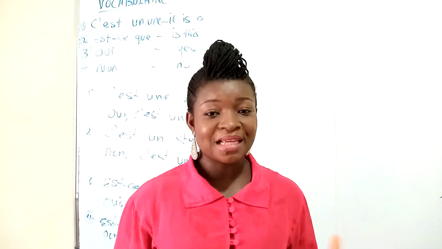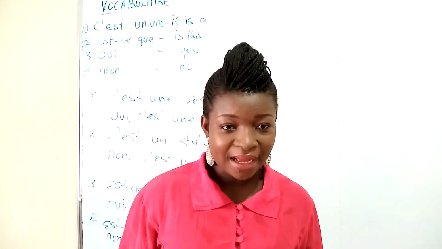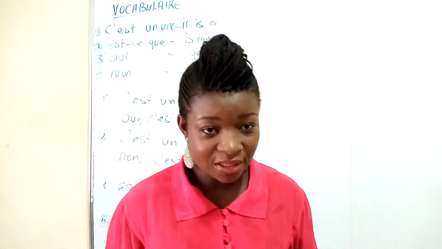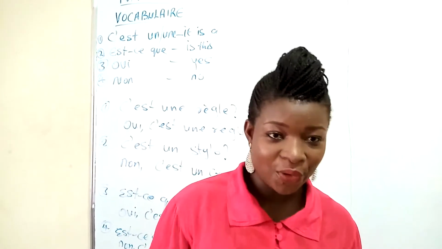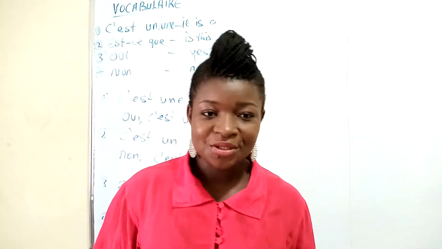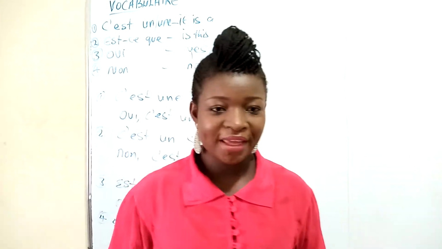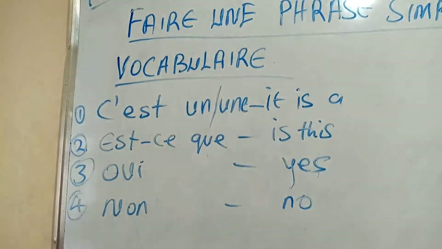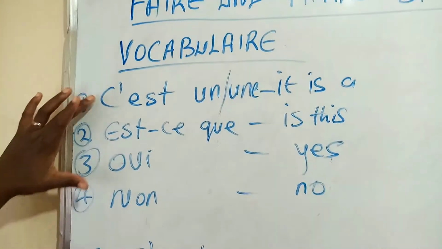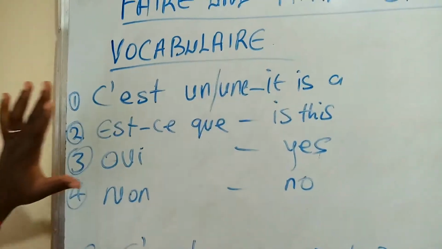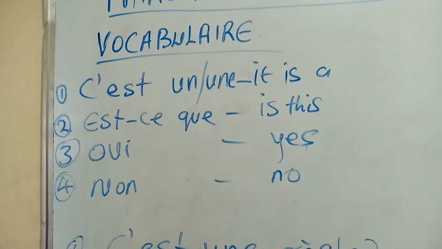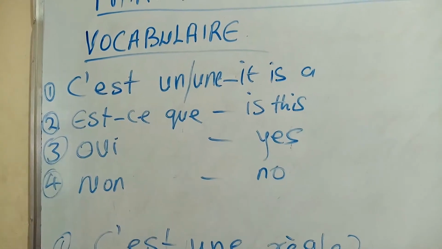So you remember we looked at objects like une table, un stylo, un crayon, and so on. And we use them to make short sentences like c'est un stylo, c'est un crayon, c'est une table, and so on. Okay, today on the board we are having a few vocabulary words. We are going to know the meaning of all these, number 1 to 4, and then we are going to use them to make the short sentences, the simple sentences.